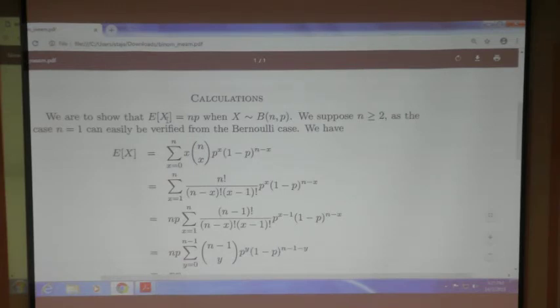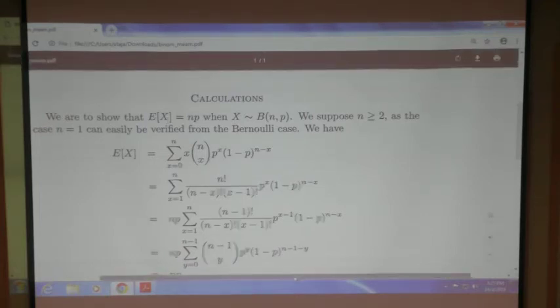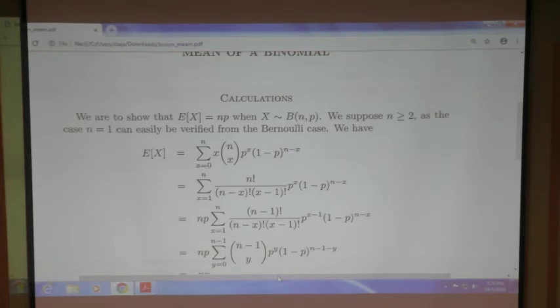So what we wanted to show, the expectation of x is np. I tried to copy the notation of this course as much as I can. Can you read this at the back? Is it okay? Yes, okay.